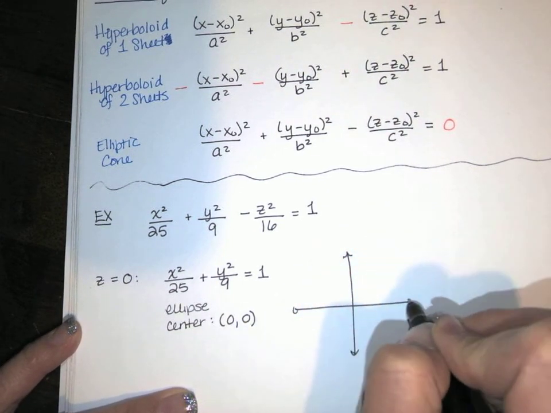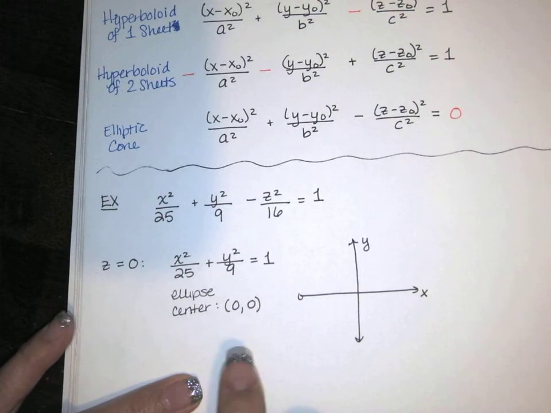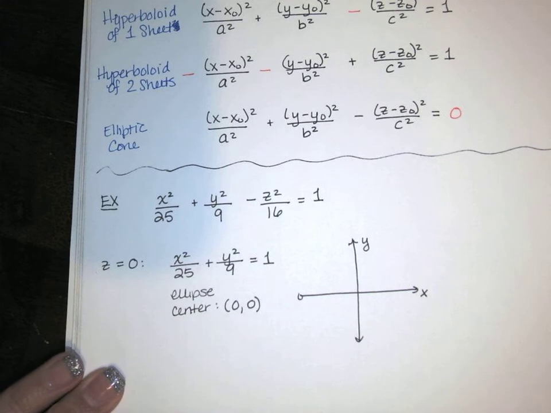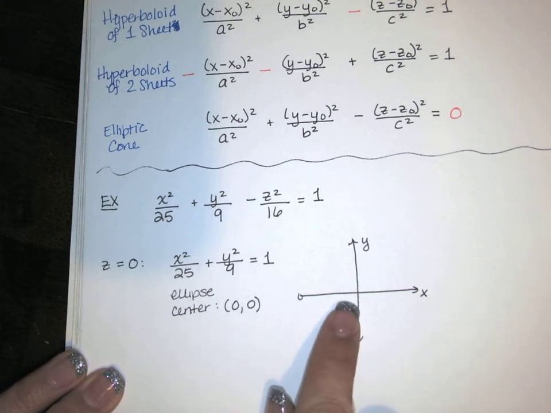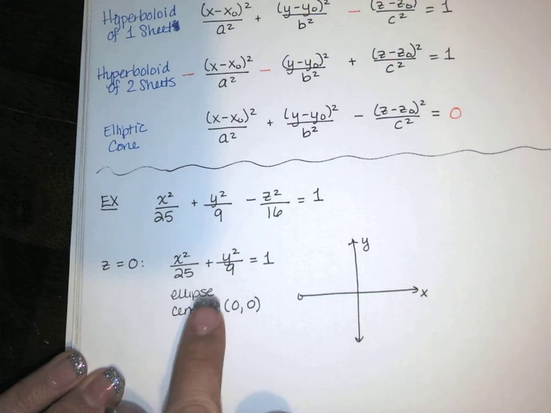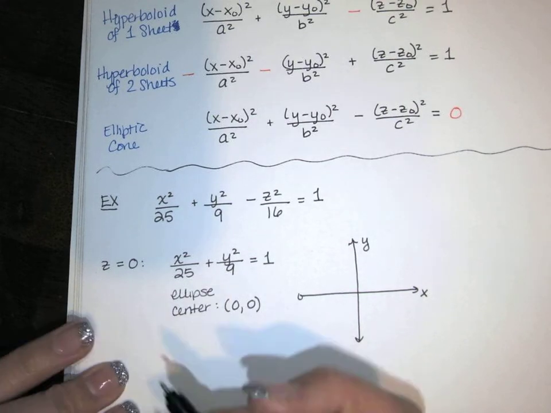This is the trace in the xy plane, if I graph it. And I'm thinking of that as a point in the xy plane, not extending this to 3D yet. Now, to figure out how far we go in the x and y direction from our center, to find the endpoints of the major and minor axes on our ellipse, we look at these two numbers. We look at the 25 and the 9.